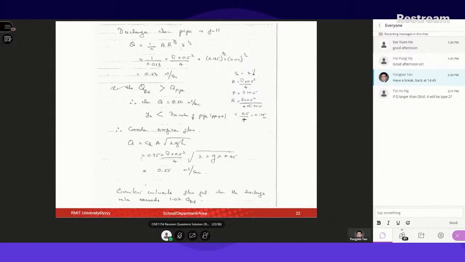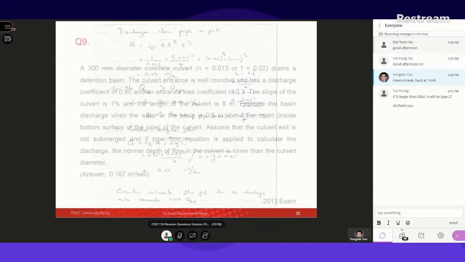For other types of culvert, for example, if the section is a square section, then if the Q is larger than Q full, it is type 2. Okay, is that clear? So here you need to be clear about the circular culvert.